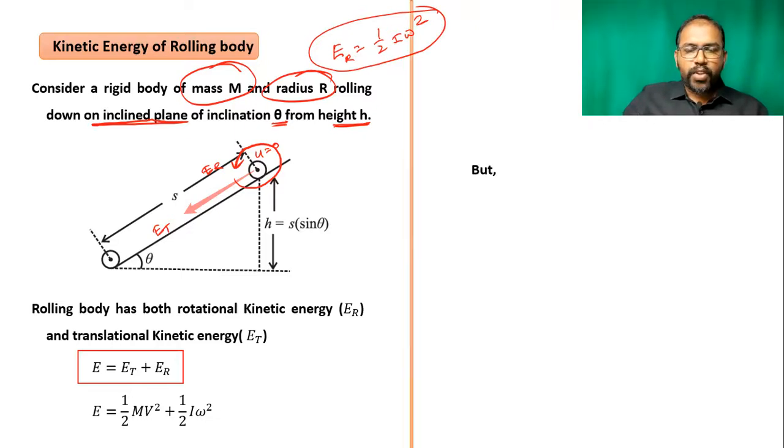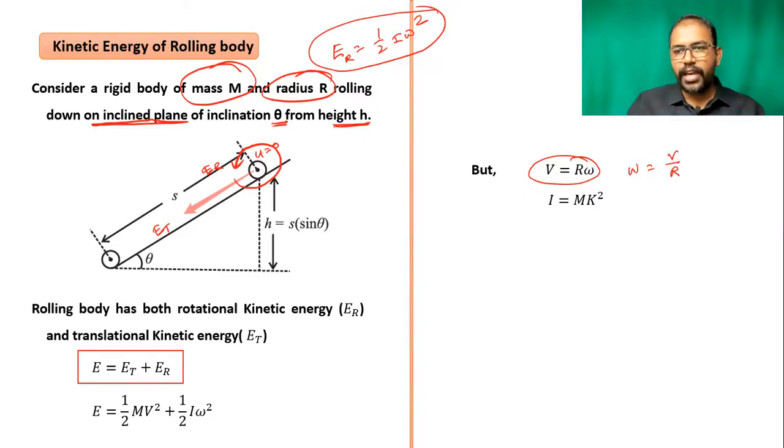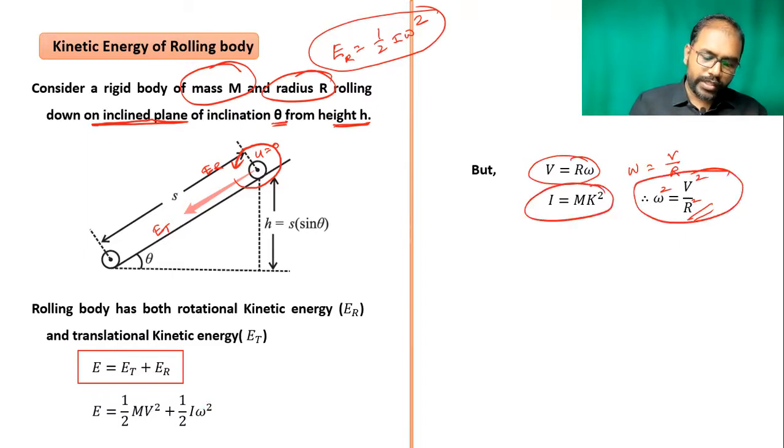Now after that, we have to use the relation between linear and angular velocity. We know that v is equal to r omega. By using that, as well as we know I is equal to mk square. So v is r omega, so I can write here omega is equal to v by r. You can see here omega is v by r. So omega square is v square by r square, because omega square we have to substitute in the equation, omega square and I. So this omega square and this I both we substitute in this equation.